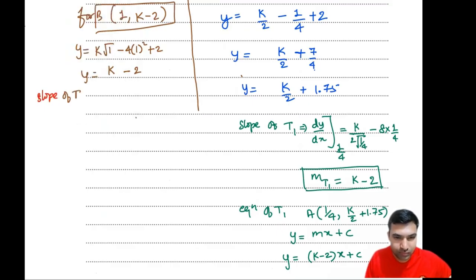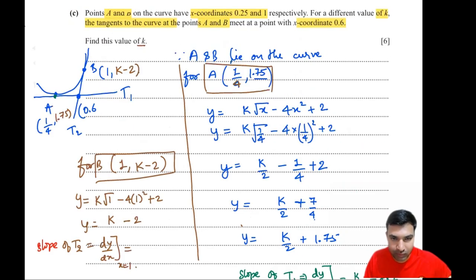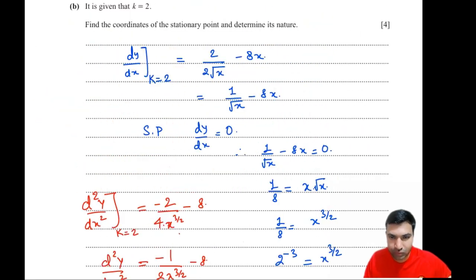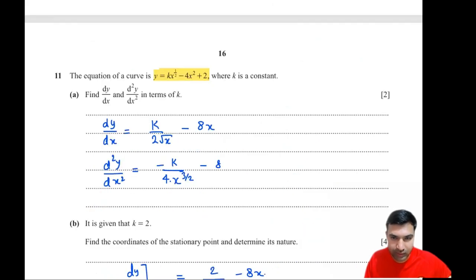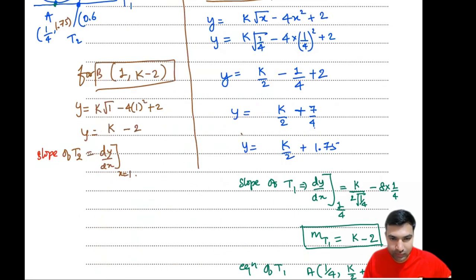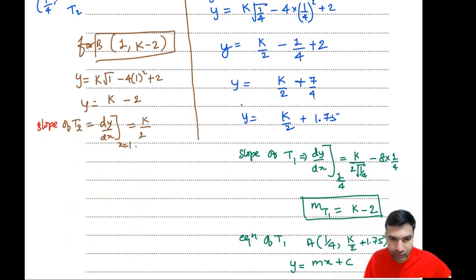Slope of T2. So slope of T2 would be, so we got this k minus 2. So dy by dx and at x equal to 1. So that is how much? Dy by dx value is k over 2 root x minus 8x. So k over 2 root x means under root of 1. Okay, so let me erase this bit. Minus 8x, 8 times 1 is this. So we get k by 2 minus 8. So this is the slope we have for the tangent 2.